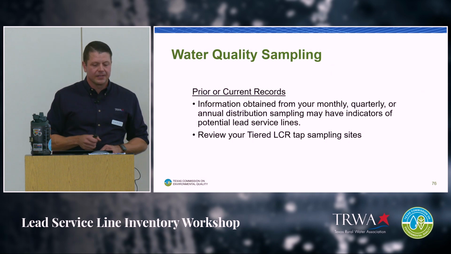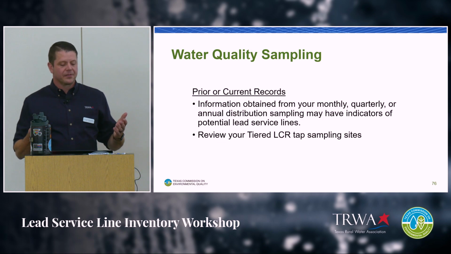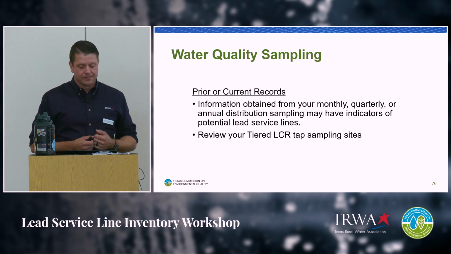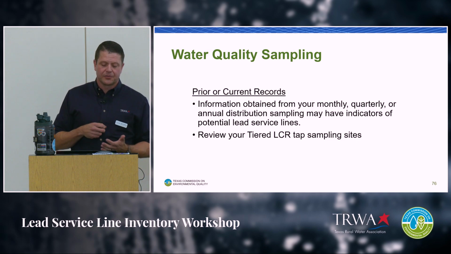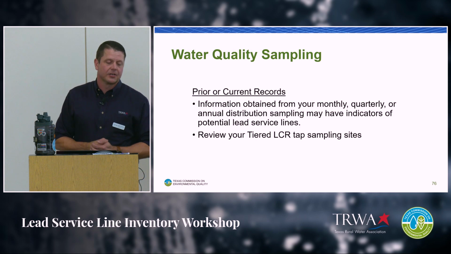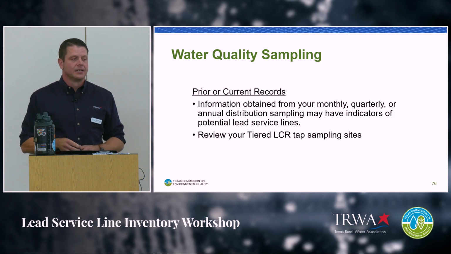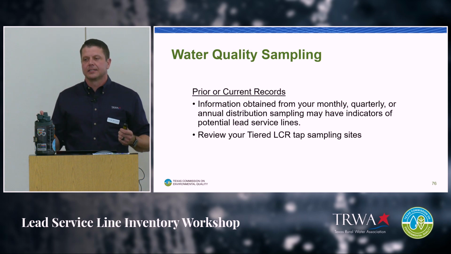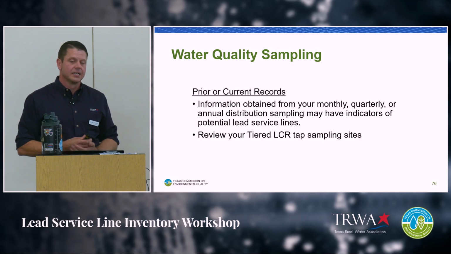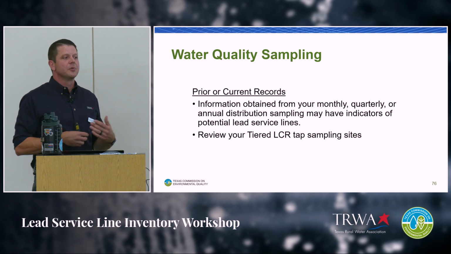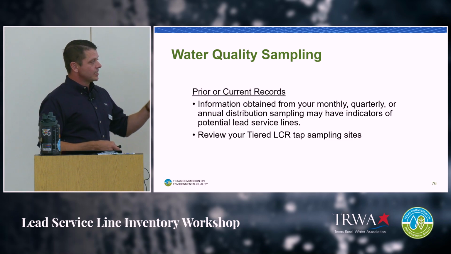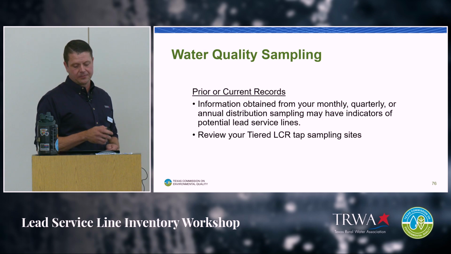Water quality sampling. This is another method to look and see from your prior records and your current records. Any information you've obtained through your monthly, quarter, annual sampling may have indicators of potential lead in service lines. Your past lead and copper sampling may indicate that you have higher levels in certain areas. It may direct you to do a little bit more focus in those spots. So review your sample sites for your tiered LCR.